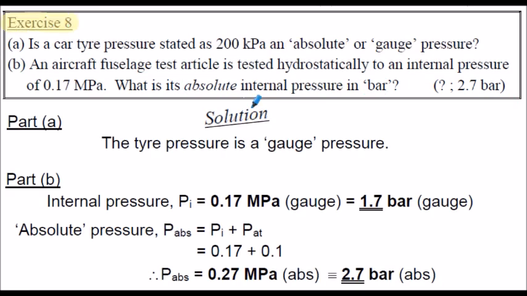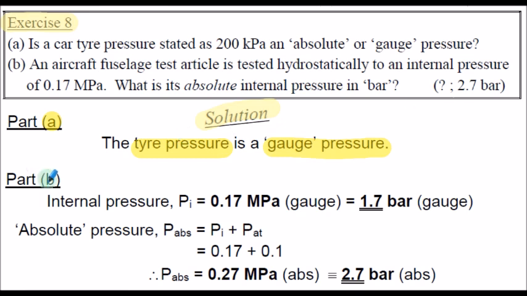Exercise 8, solution. So part A is the car tyre pressure, an absolute or gauge pressure. The tyre pressure is a gauge pressure. It measures the pressure inside the tyre above atmospheric pressure. When you open the valve of the tyre, air is forced out because of the difference in pressure between the inside the tyre and the outside atmospheric pressure.